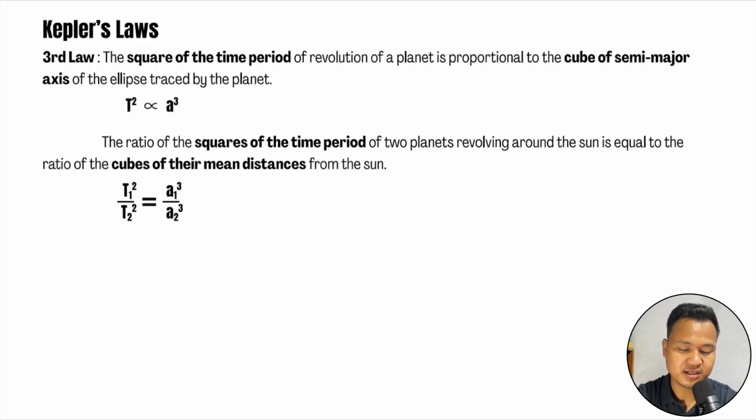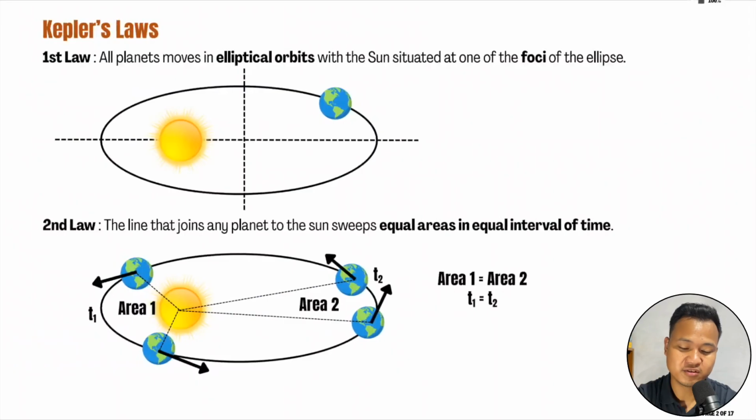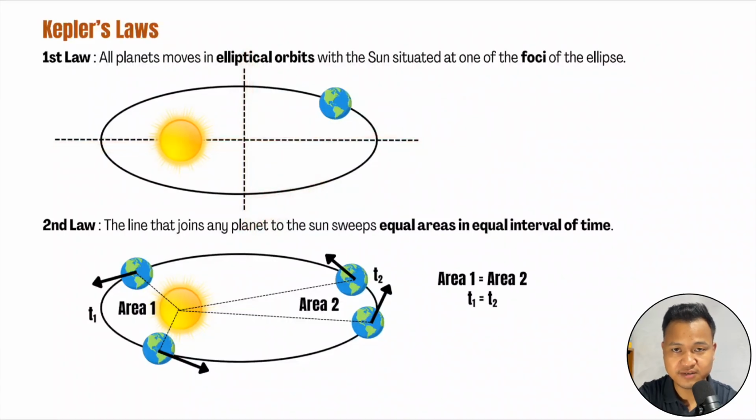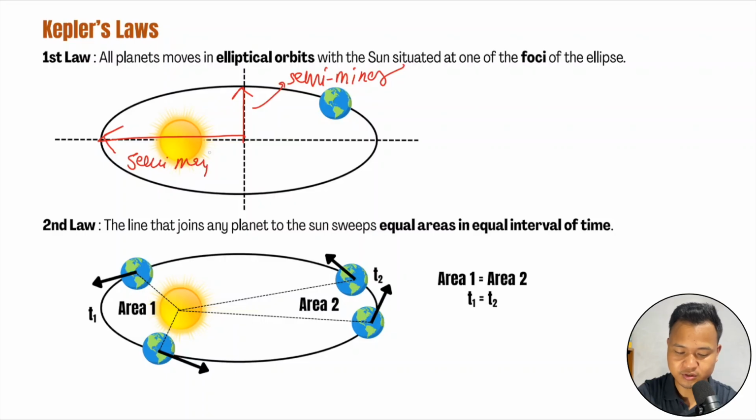In an ellipse, there are two axes, the major axis and the minor axis. So here this is the semi major axis, this is the semi minor axis. Okay, major axis.